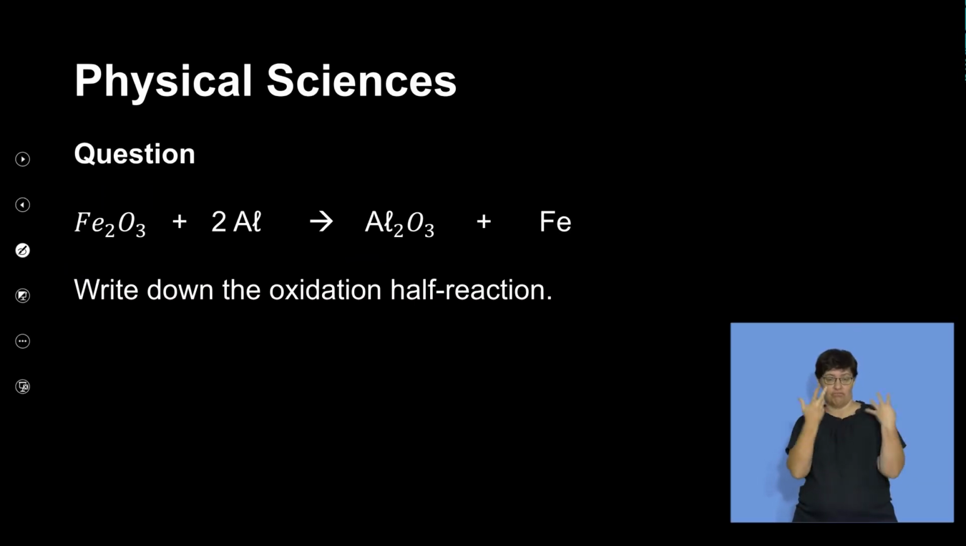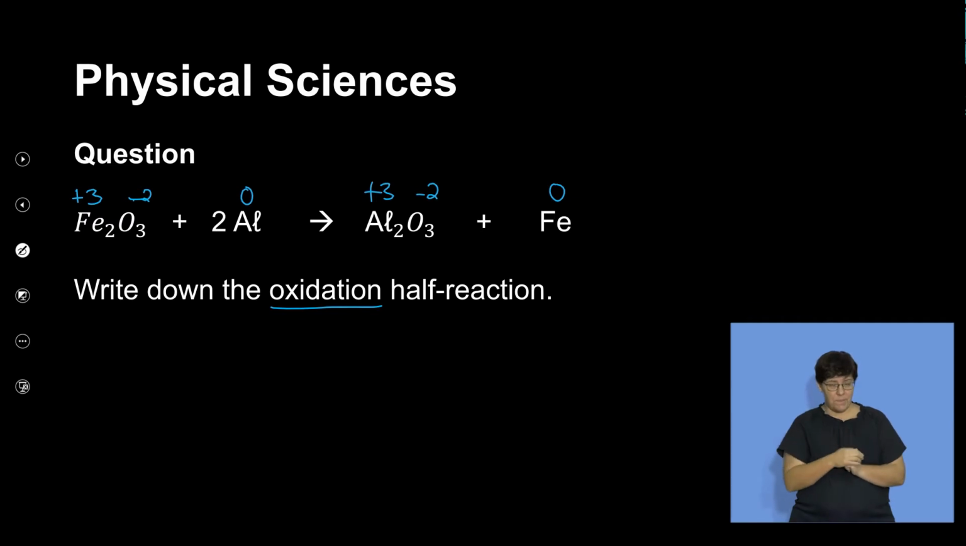Now the follow-up question says, write down the oxidation half reaction. So oxidation involves loss of electrons. So we know that iron here is +3, oxygen is -2 in its combined form. This one is 0, +3, -2, that is 0. So when oxidation takes place, the substance actually loses electrons and there is an increase in the oxidation number. So if you look at, for argument's sake, aluminium. Aluminium initially has an oxidation number of 0 and then it changes to +3.